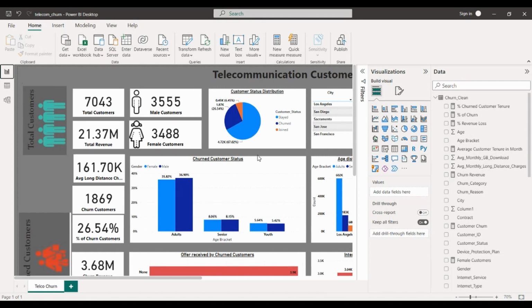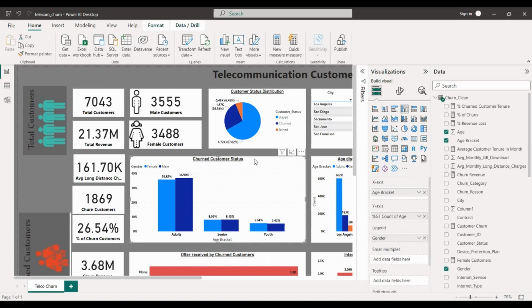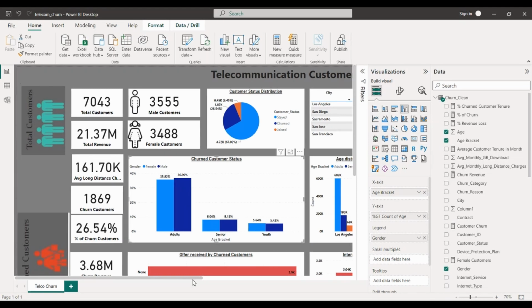Now let's begin with customer churn, customer status. As I told, adults, seniors, and youth are the age brackets. From the graph, we can surely depict that adults account for the most customer attrition in this company. So many adults are going towards attrition.